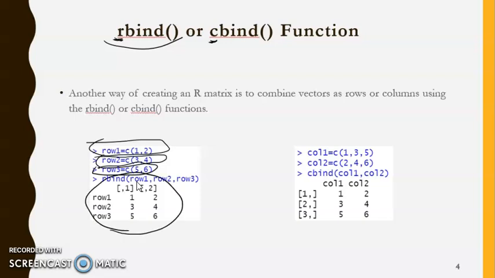Another point is the name of the rows of the matrix is the same as the names of the vectors. And after that, for the columns, you see 1 and 2. When you bind the columns, of course, the names of the columns of the matrix would be the same as the vectors' names, and the names of the rows are 1, 2, and 3.